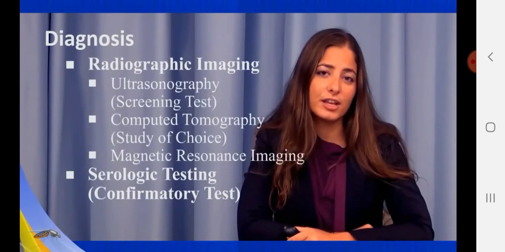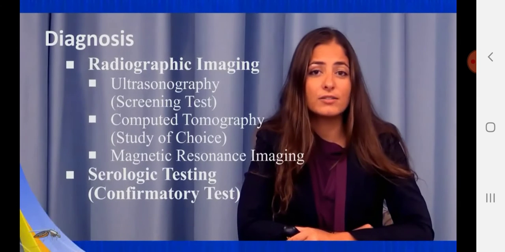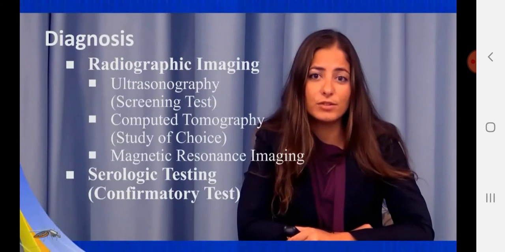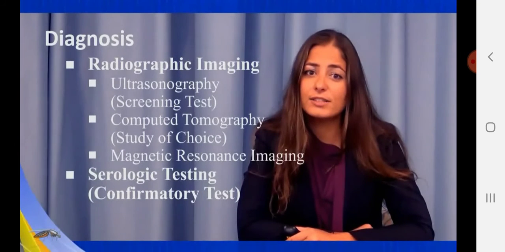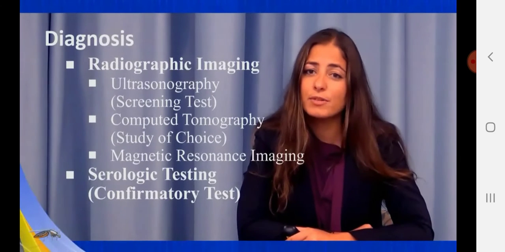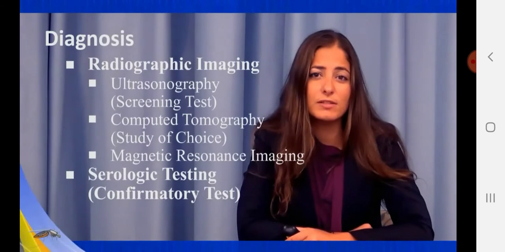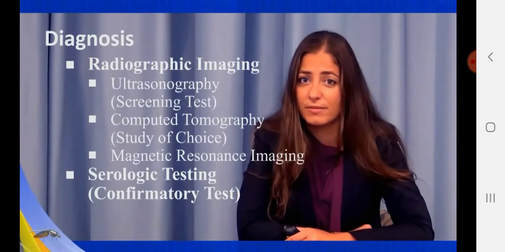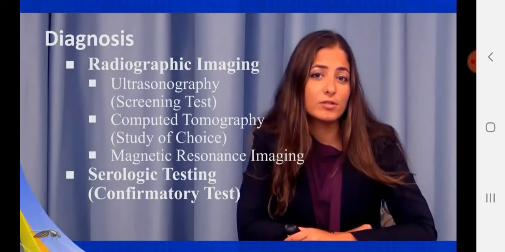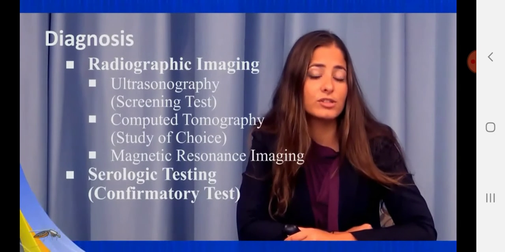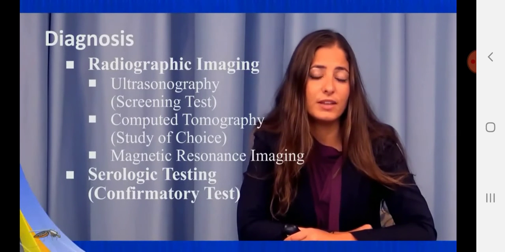Hydatid disease is diagnosed with a combination of radiographic imaging and serologic testing. Ultrasound is widely utilized to screen for hydatid disease given its accessibility, ease of use, and relatively low cost. As a diagnostic modality, it has high sensitivity ranging from 90 to 95%, but its specificity is lower given that it can be difficult to distinguish hydatid cysts from benign cysts, abscesses, and neoplasm. However, presence of hydatid sand, the visualization of the protoscolices within the cysts, would certainly clinch the diagnosis.